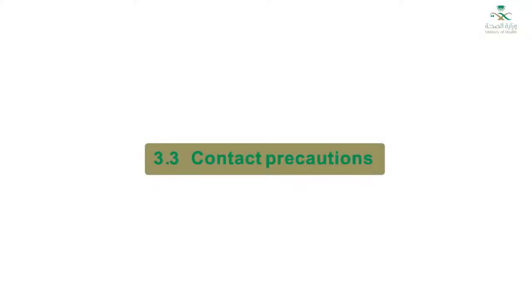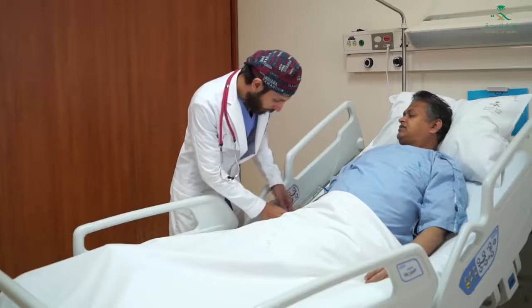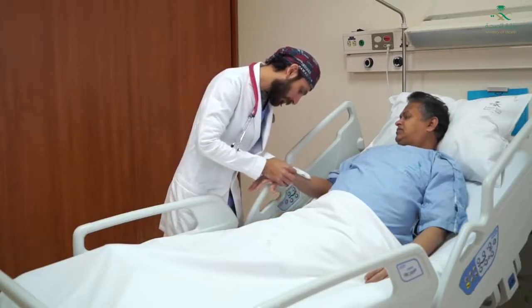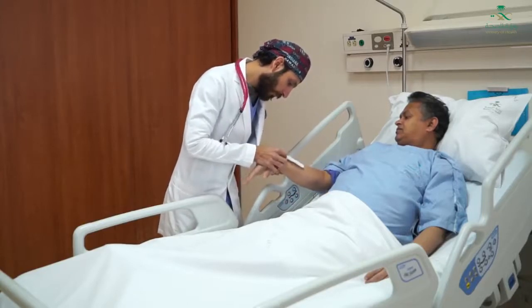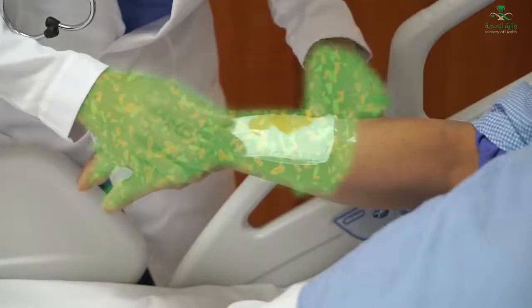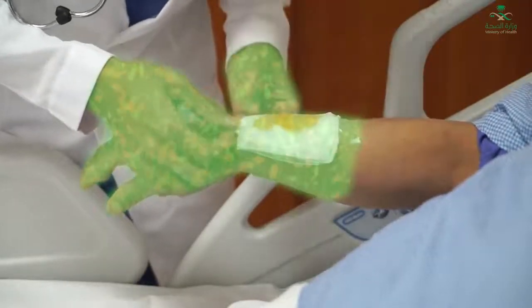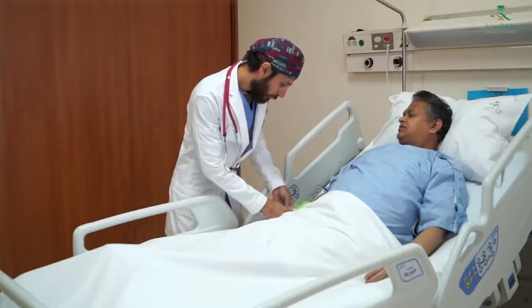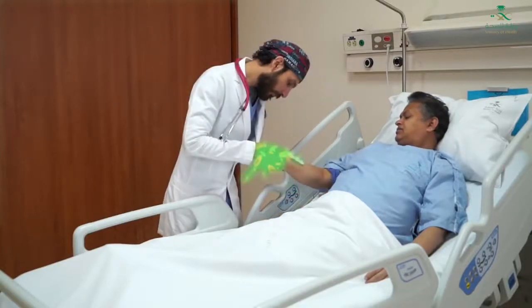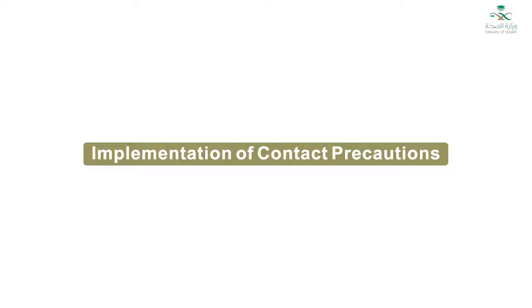Contact precautions. This patient has a wound infected with a multi-drug resistant organism. This type of infection can spread by touching the patient or infected surfaces in the room. Examples of diseases that can be transmitted through direct or indirect contact include gastrointestinal infections, including diarrhea of unknown origin, wound and skin infections, such as impetigo, and colonization with multi-drug resistant bacteria, such as methicillin-resistant Staphylococcus aureus, or MRSA. Precautions must be implemented to prevent contact transmission.